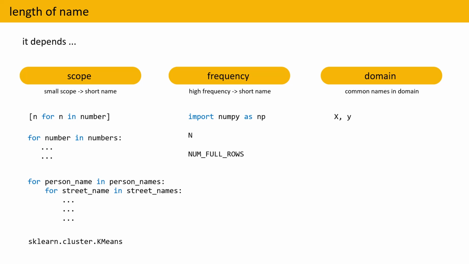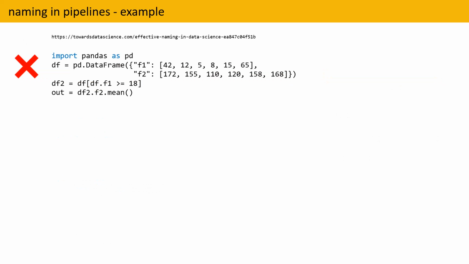Similarly, mathematics, statistics, and many other scientific domains, such as genomics, use certain standard identifiers that are better kept, despite being short or incomprehensible for the non-expert. To summarize, the length of a name is affected by its scope, frequency, and domain. Let's look at some examples.